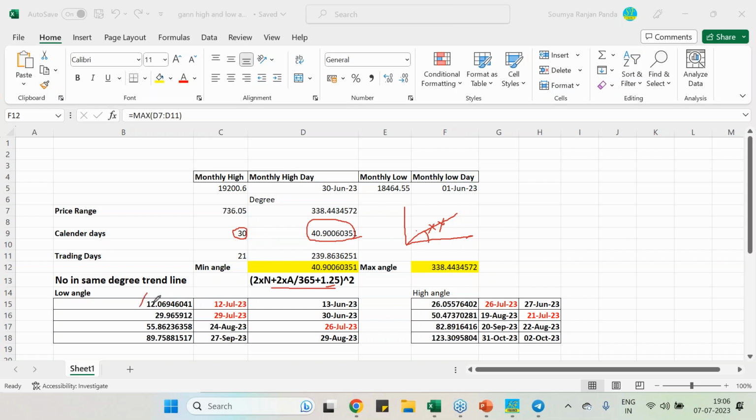The number 30 also is in this line, trend line. So 12 also in this line. 29.96 came here, 55.86, 89.73, all these are also numbers of this same line. So only 30 is not there in that trend line, all others are also there in the trend line. Similarly for the high angle 338, take 338 in place of a. Take n as 1, n as 2, n as 3, this way you find out these numbers. So the smaller numbers 26, 50, 82, 123, all these numbers came.